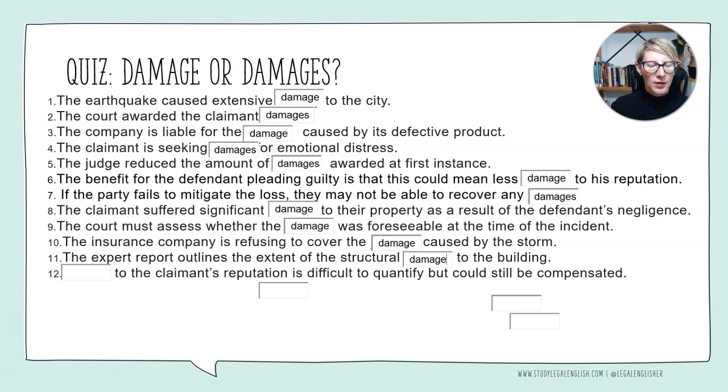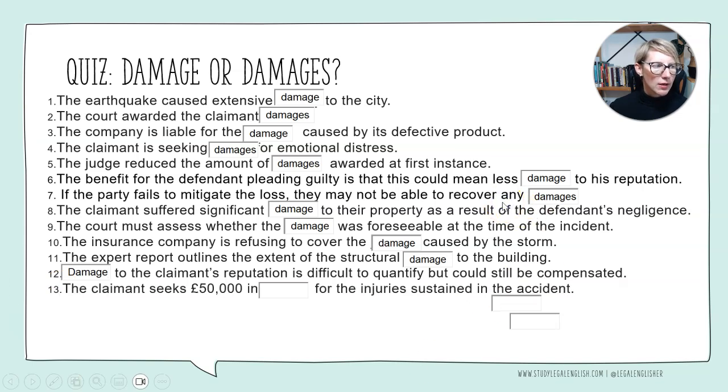Number 12. Damage to the claimant's reputation is difficult to quantify, but could still be compensated. Damage, harm to the claimant's reputation is difficult to assess, to evaluate, but we can still give them damages, we can still give them compensation to remedy this loss.